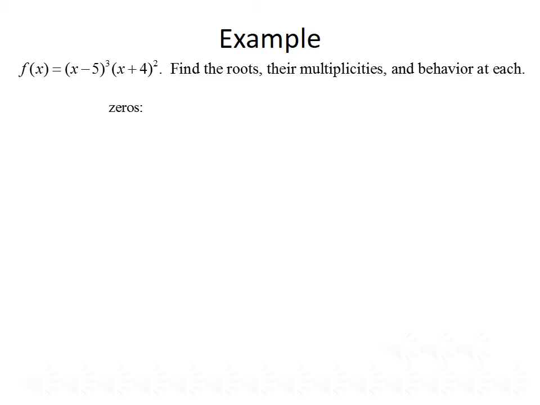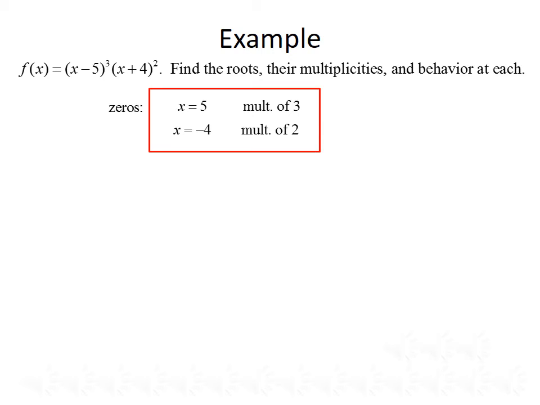So let's start by finding our zeros. If we look at the first factor, x minus 5 to the third power, that'll be equal to 0 when x is equal to 5. So our first zero is x equals 5, and since the power on that factor is 3, x equals 5 will have a multiplicity of 3. Next we look at the factor x plus 4 squared. So to make x plus 4 equal to 0, x would have to be negative 4, so our other zero is x equals negative 4. And since the power on the factor is 2, it has a multiplicity of 2.